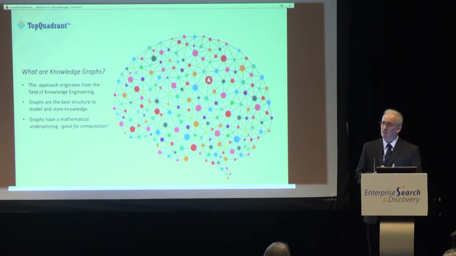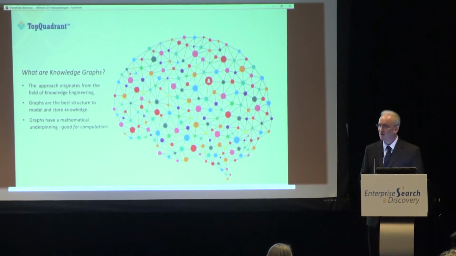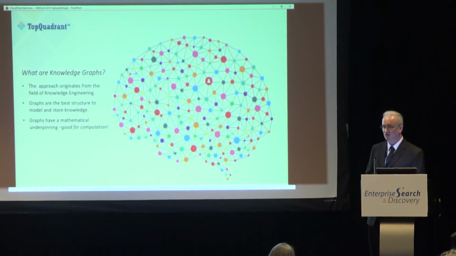Graphs come from the field of mathematics, so there is this logical, mathematical underpinnings to them that make them really conducive to working with information systems. They can work with this structure very efficiently.